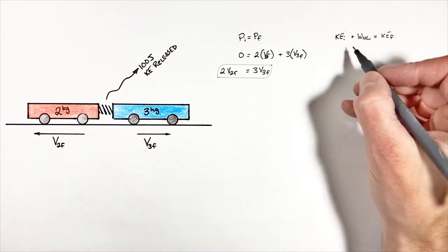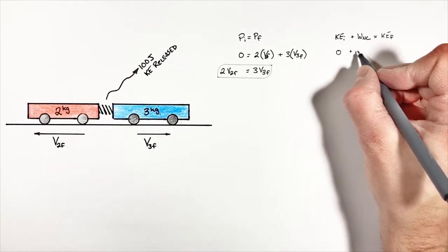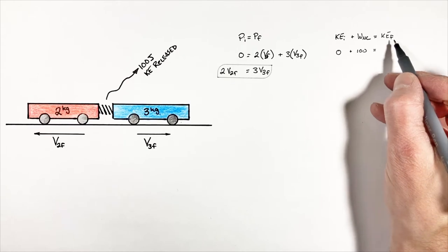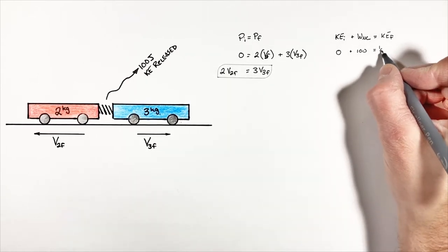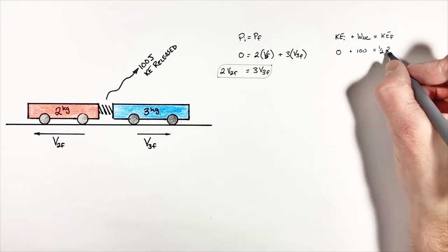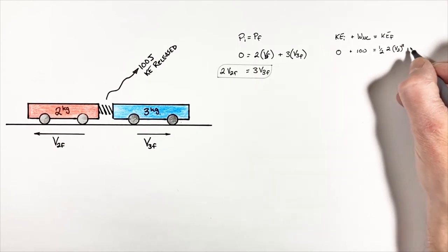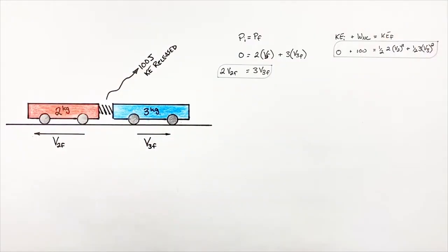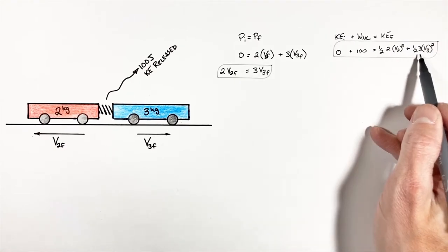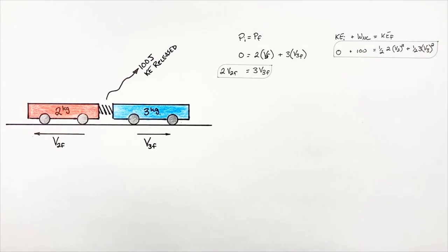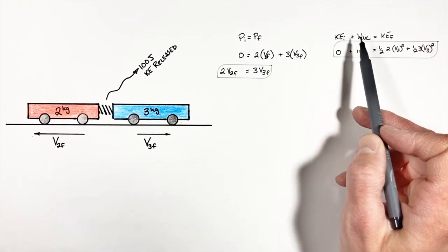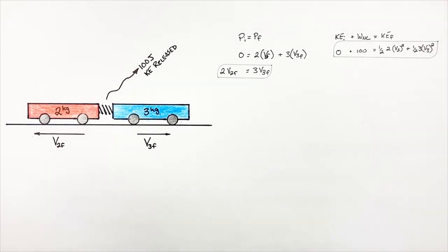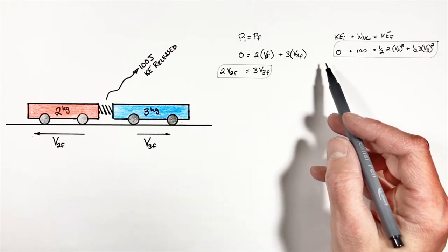So given the fact that everything is at rest first, there's going to be zero initial kinetic, plus our 100 joules of kinetic energy which are released by the spring. That's going to leave us with the final kinetic energy. Now, that final kinetic energy is going to be the kinetic energy of this block, that's 1/2 2 V2 squared, plus the kinetic energy of this block. And now we have our second equation relating the two velocities to one another, as well as the energy released in this explosion. So ultimately, by looking at both linear momentum and kinetic energy, we've generated a system of two equations with two unknowns. And all we're trying to do is just solve for both of those unknowns.